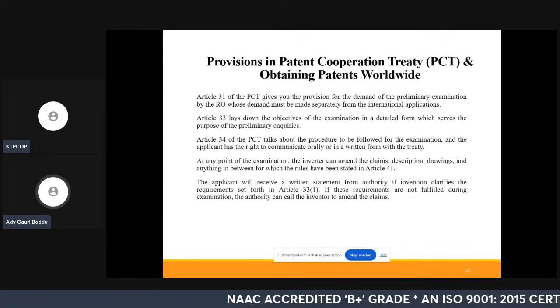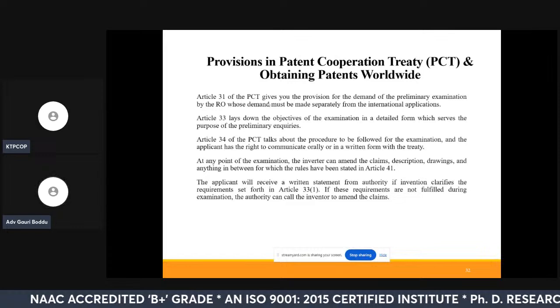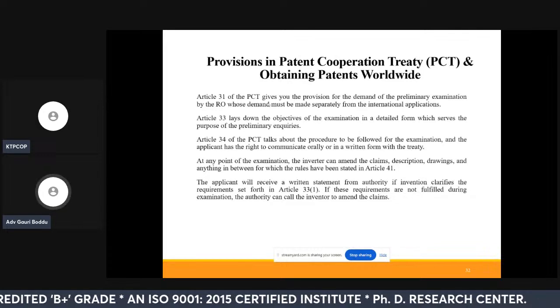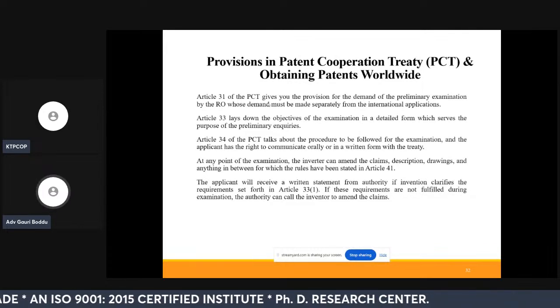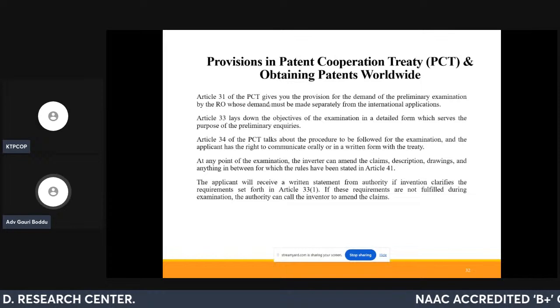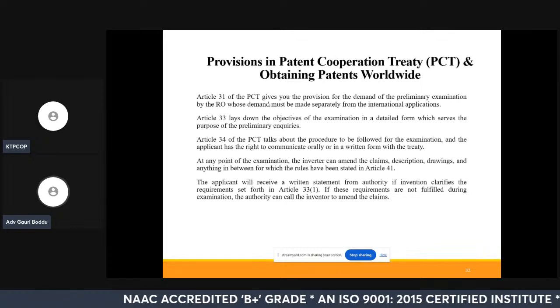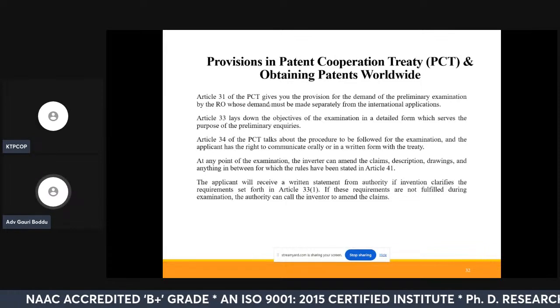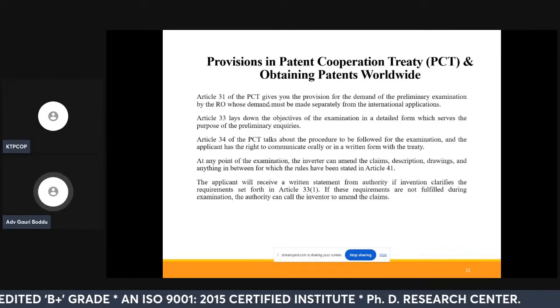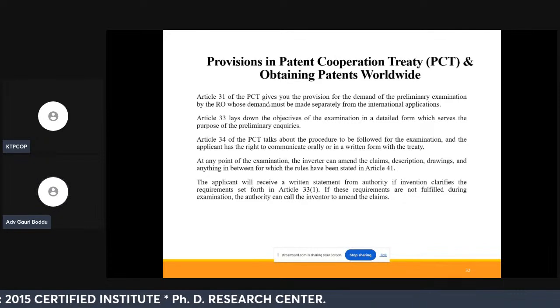At any point of the examination, the inventor can amend the claims, description, drawings, and anything in between, for which the rules have been stated in Article 41. The applicant will receive a written statement from the authority if the invention clarifies the requirement set forth in Article 33(1). If these requirements are not fully fulfilled during examination, the authority can call the inventor to amend the claims.